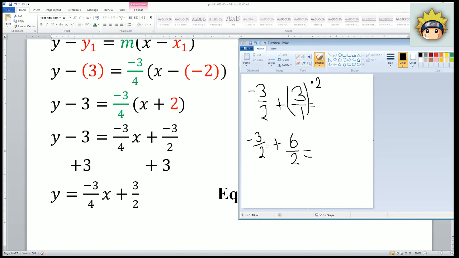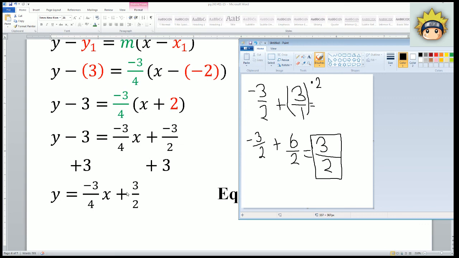So now you just add it across. Negative 3 plus 6 is 3. The bottom stays 2, because you don't add 2 plus 2, no. There you go, 3 over 2. That is how I got the fraction.